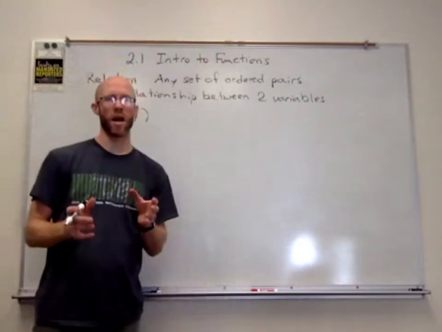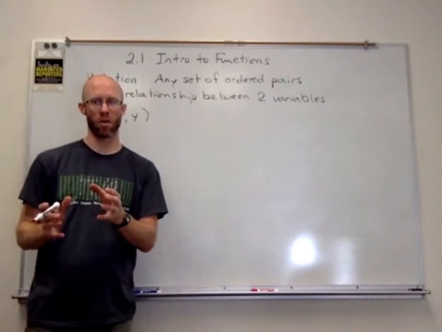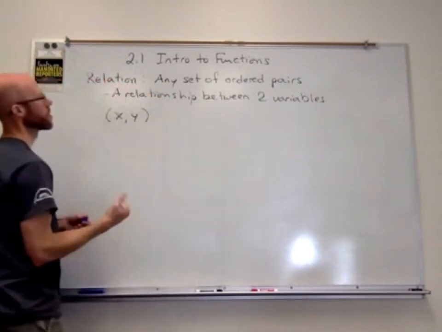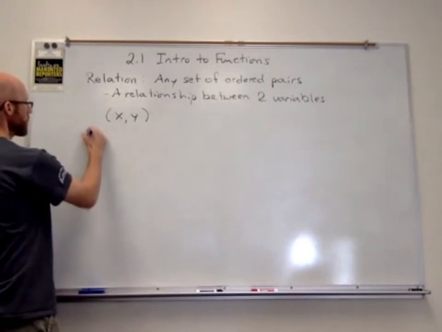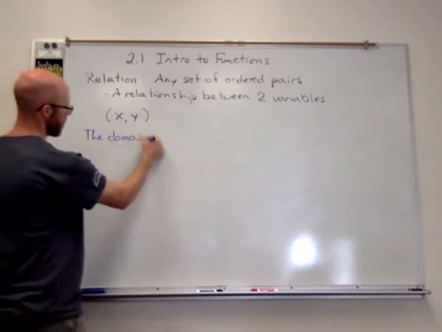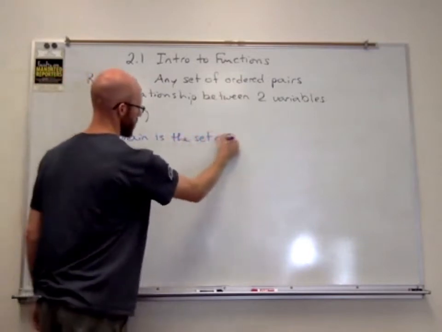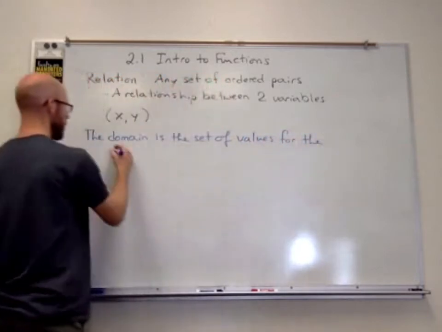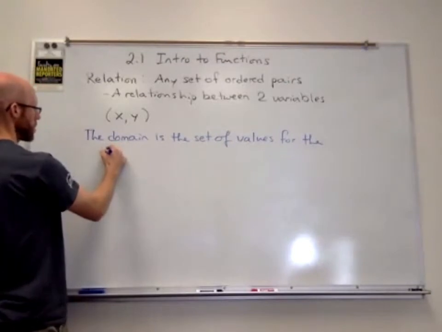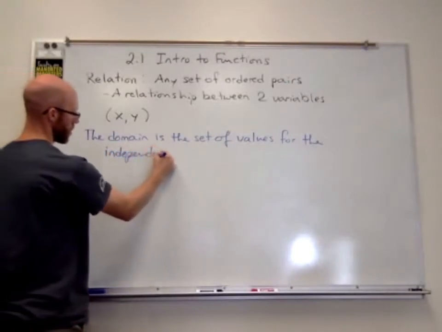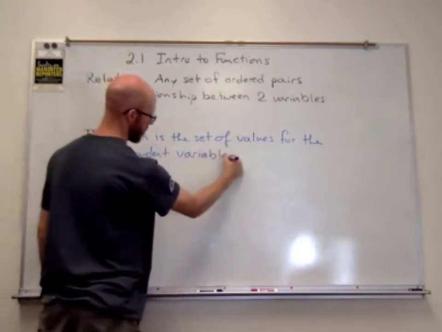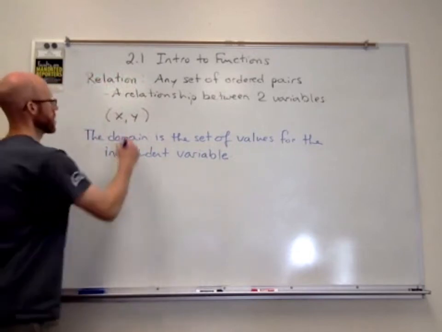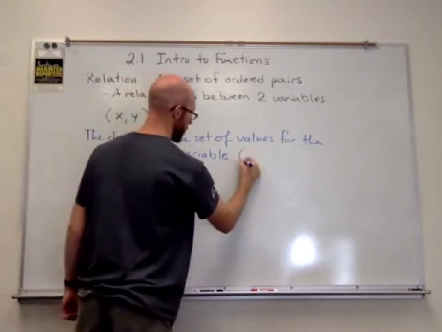All of the numbers that can possibly be in the first coordinate are called the domain. You take that set of numbers. So I'll use a different marker here. My black's running out on me. So the domain is the set of values for the, we'll call it the independent variable. The independent variable is the first one. It's the x value. Okay. So we'll call that the x value.